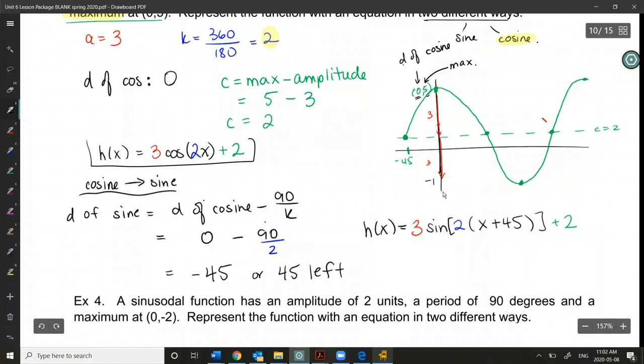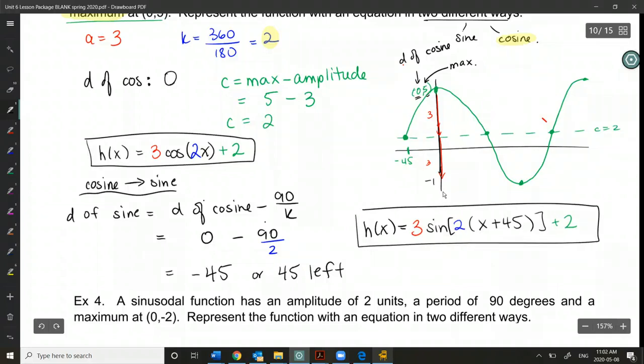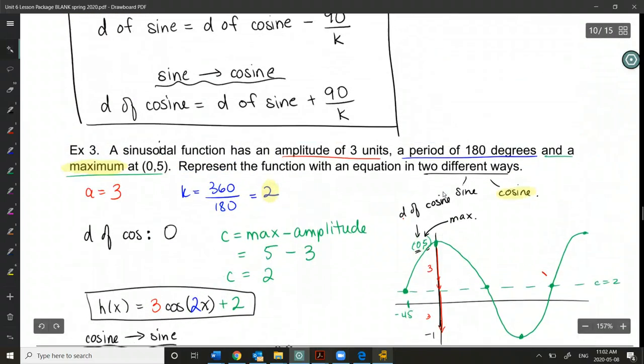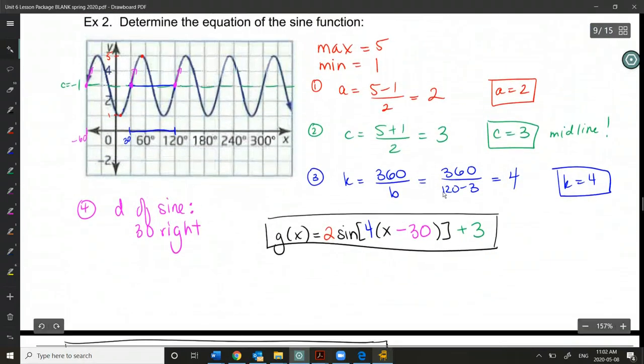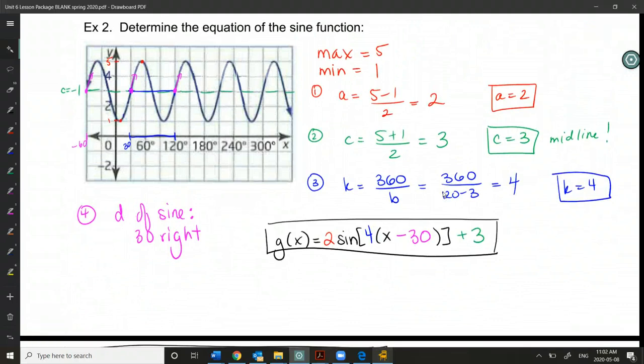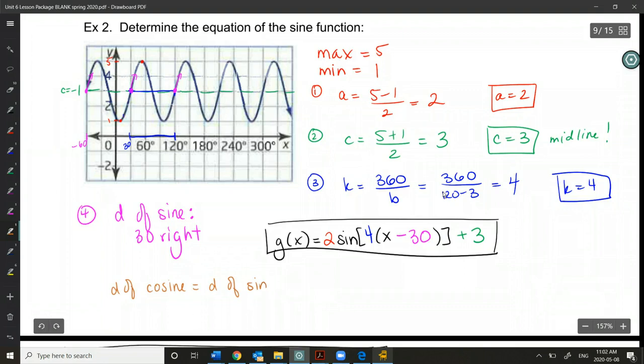And that should give us our sine function. So now we've expressed it in 2 different ways. So I want to go back here, and we're going to see if we can now figure out the d of cosine now that we have a sine function. So d of cosine should be equal to the current d of sine plus 90 over whatever the k value is.